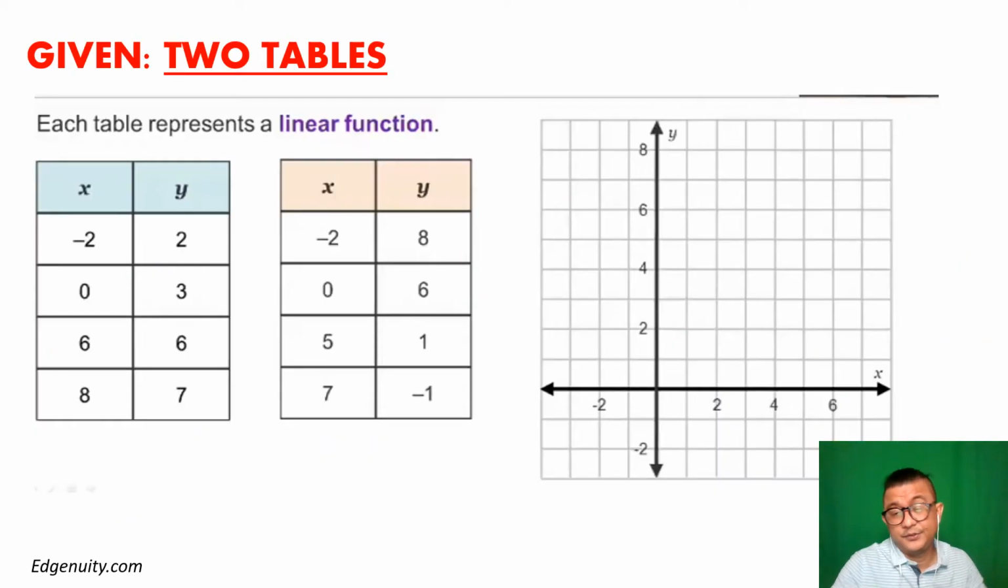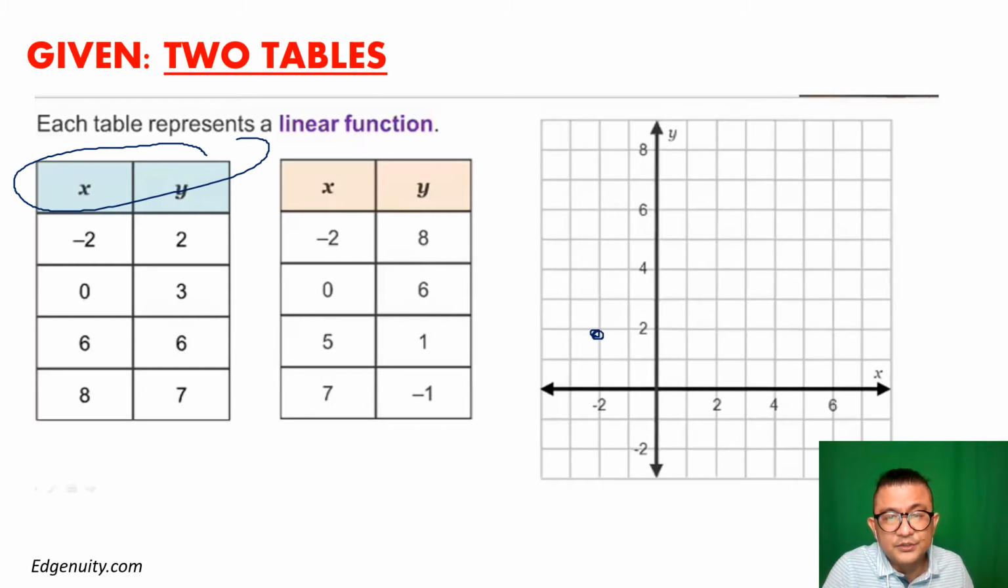All right, for this example, they will give you two tables. There are no equations. How do I do that? You can still do it by graphing. Let's start with this blue table. All right, so simply graph. Negative 2, comma 2 is over here. 0, 3 is over there. 6, 6 is over there.